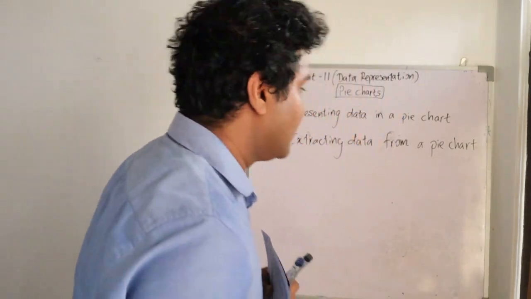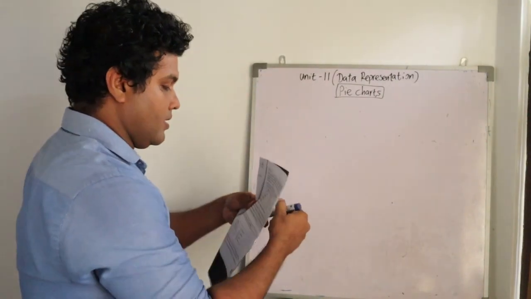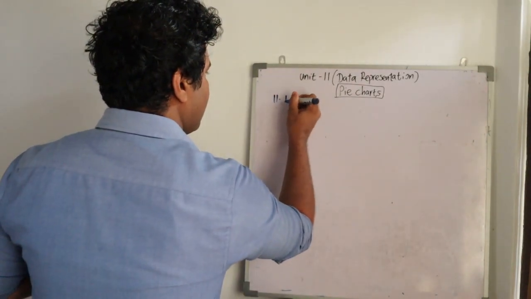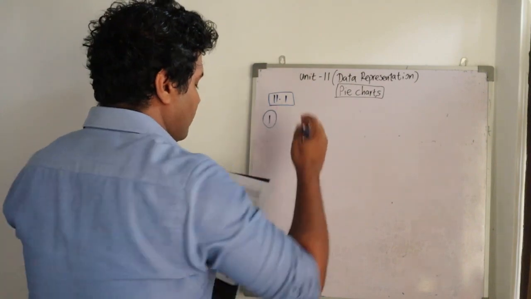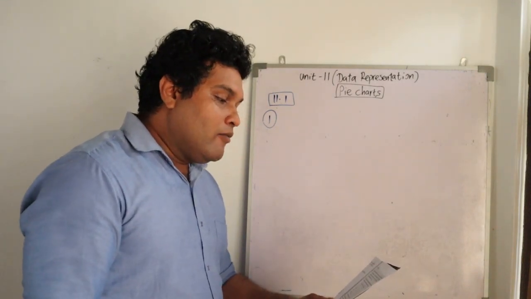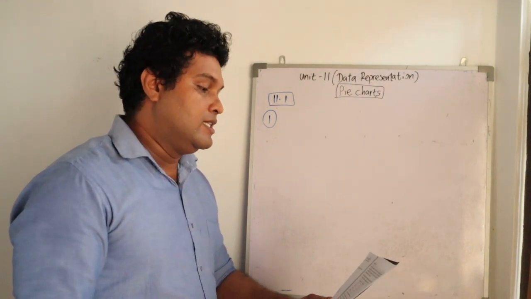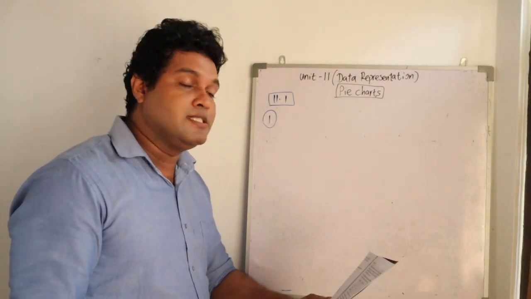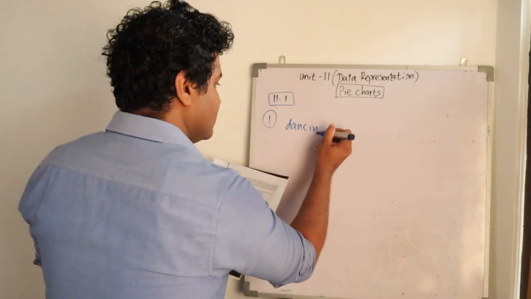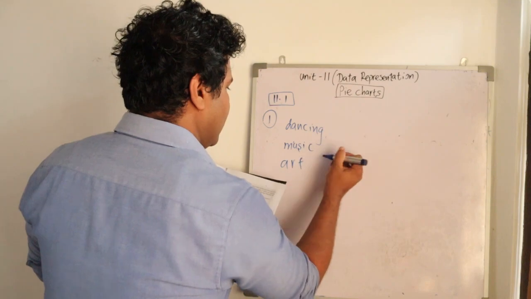Okay, let's see. The question number 1 of 11.1. You all have to read this question with me. There are 40 students in a certain class. Each of these children has selected either dancing, music or art as their aesthetic subject. There are three subjects: dancing, music and art.